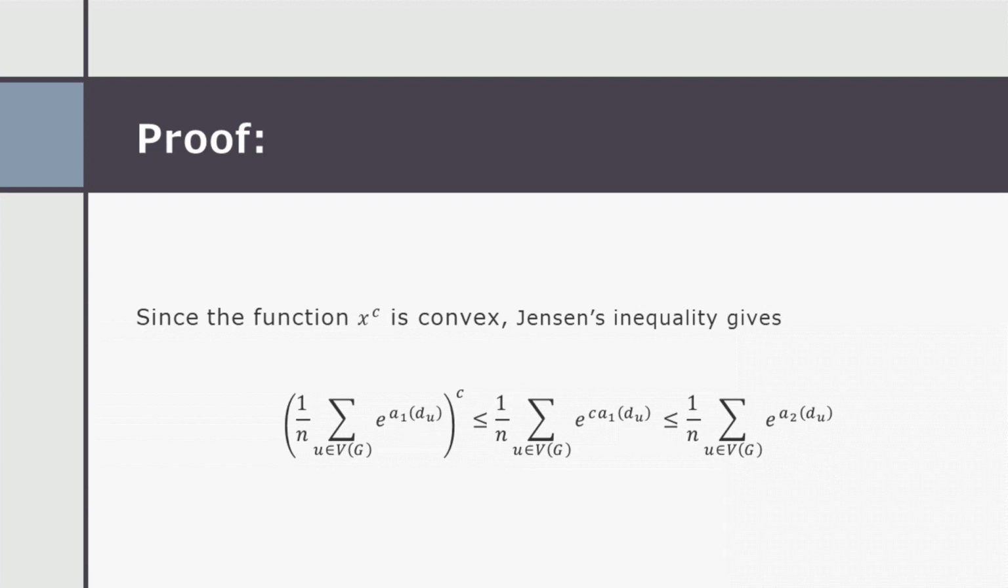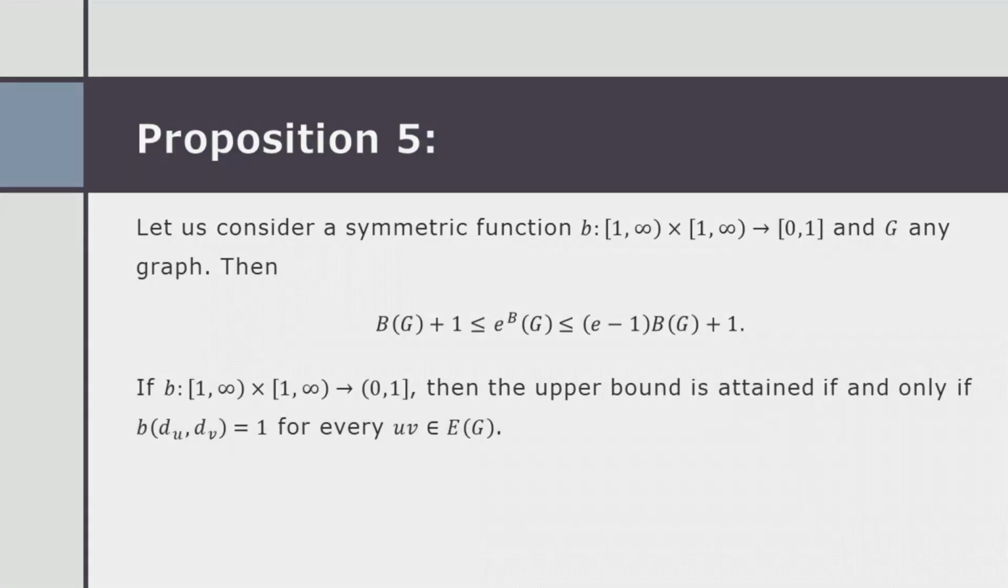The following result establishes an inequality relating a topological index to its exponential extension. Let us consider a symmetric function of two variables whose image is a subset of the closed interval from 0 to 1. Then these two inequalities are true. Moreover, if 0 does not belong to the image of b, then the upper bound is attained if, and only if, b evaluated in the degrees of the extreme vertices of any edge of G is equal to 1.